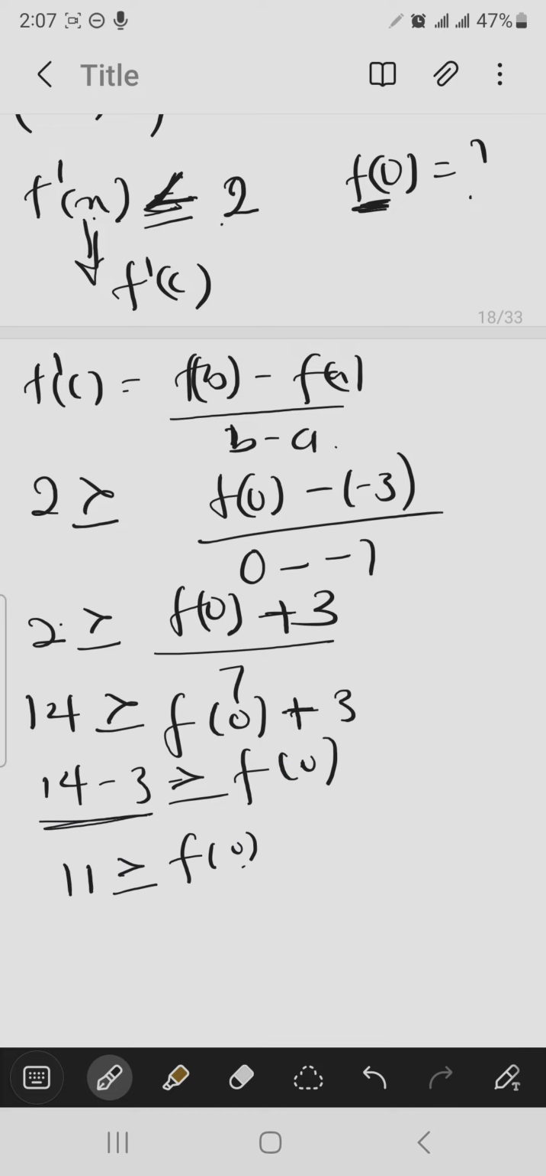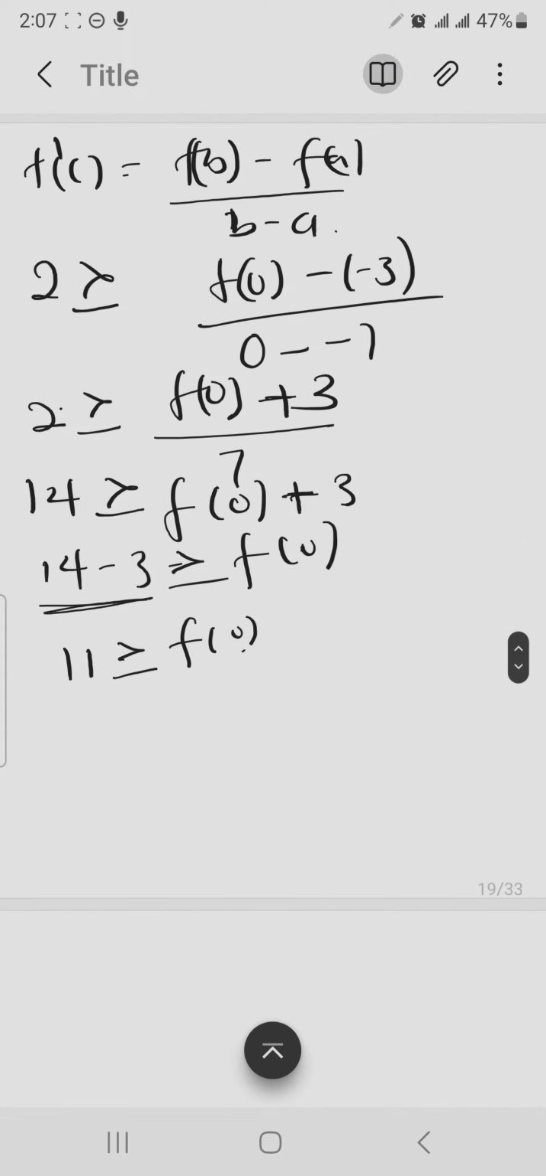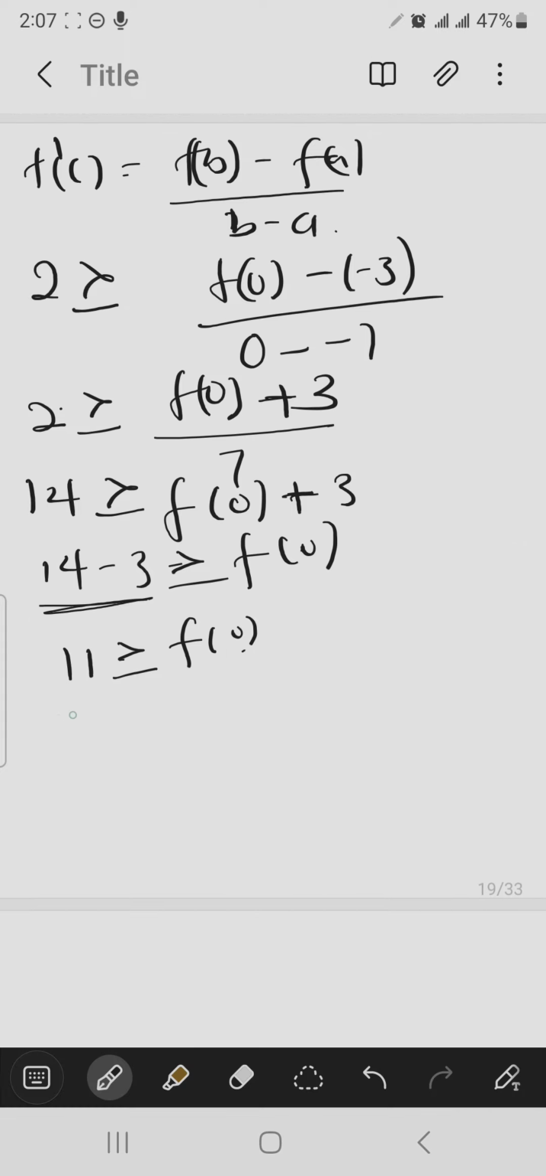So now, after this, it means that the greatest value we can have for f of 0 is going to be 11. And I really hope you understand what this means. So let me do the next question.